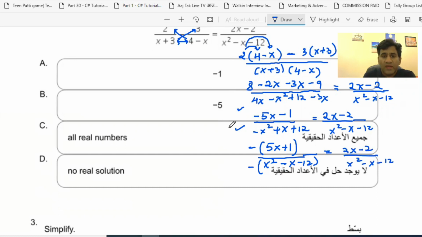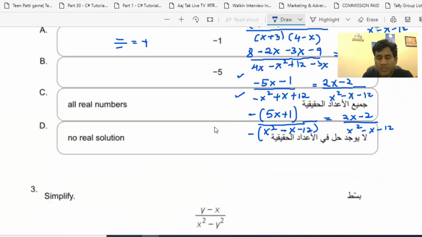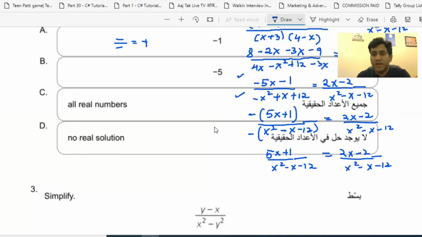So now we know that negative by negative is going to be positive. So that's why negative by negative turns out to be positive. So now look here, what we can say. This can be written now as 5x plus 1 over x square minus x minus 12 is equal to 2x minus 2 over x square minus x minus 12. So you can observe here clearly, the denominators of both the sides are the same, x square minus x minus 12. So in this case, you can directly cancel the denominator.